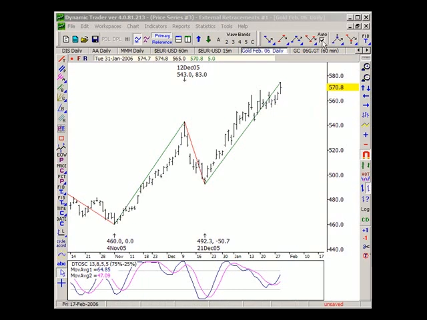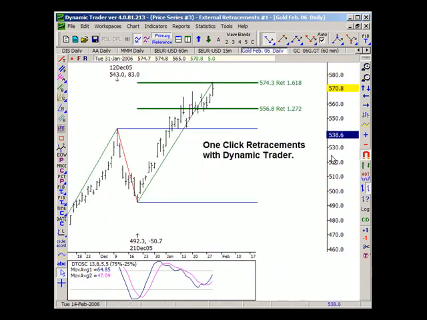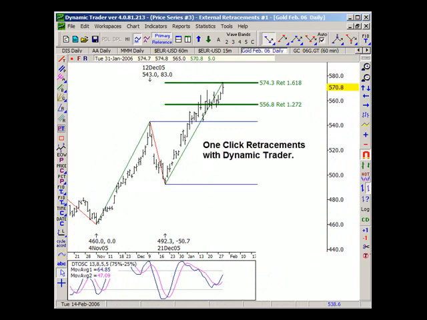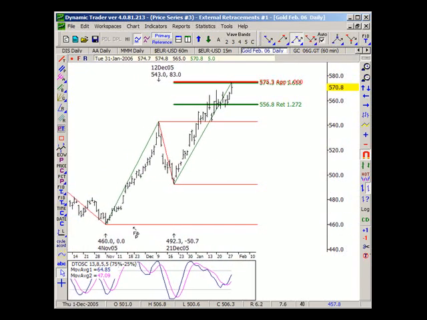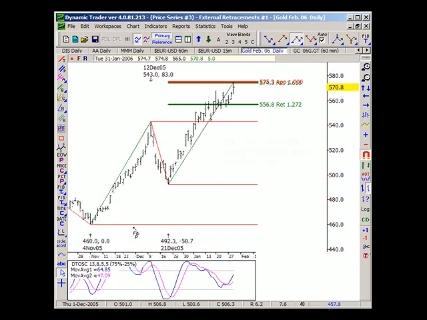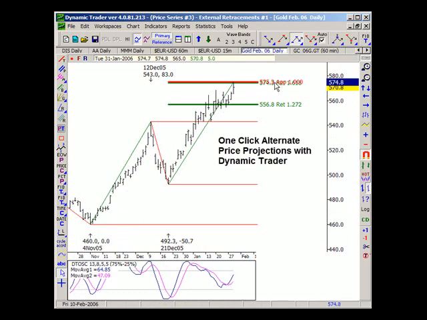But we have our little auto routine, and for instance, we can do this with just one click. There's our external retracements, one click. We have our 127, 162. How about the alternate price projections? Again, we didn't talk about those or teach you those in this tutorial, but we did in the first and second tutorial of this series. And there's the 100% alternate price projection we did just with one click.